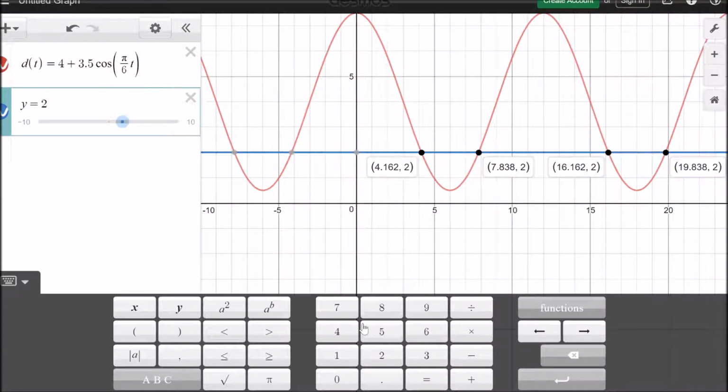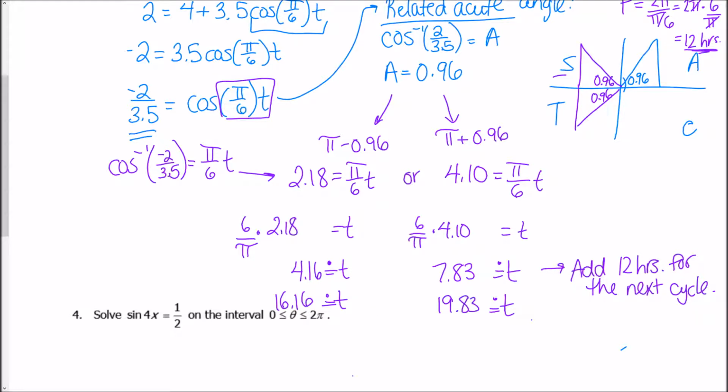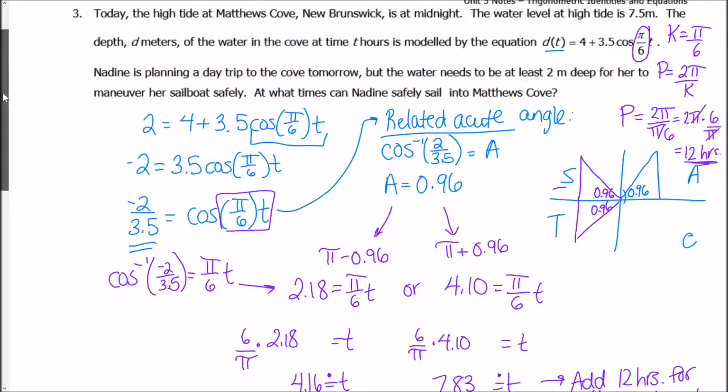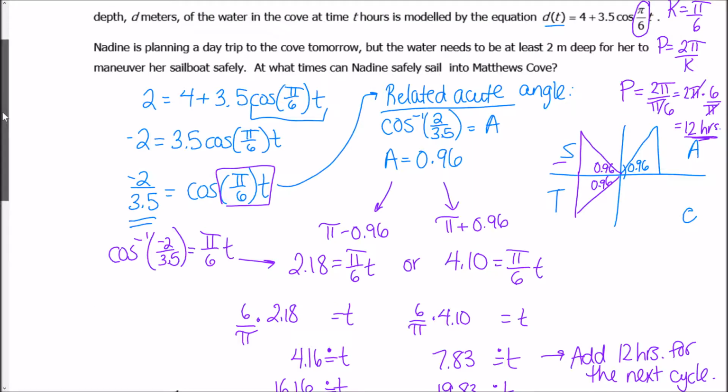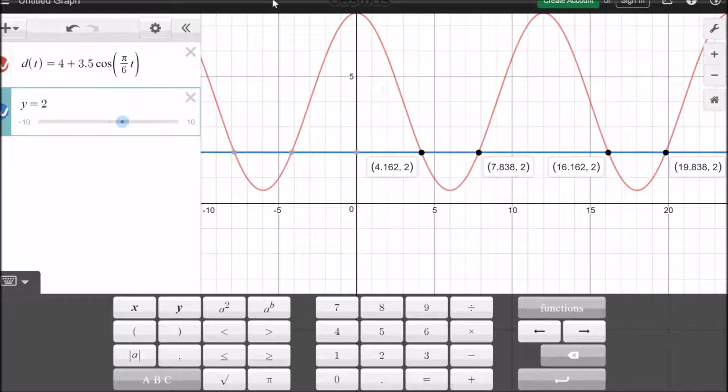Now, it's safe for her to use her sailboat if there's at least 2 meters of water. So anything above 2 meters will work. So we can see that from 12 o'clock until this 4 o'clock time, it's okay. And then from about almost 8 o'clock until this 16 o'clock time, we're okay as well. And then anytime after this about 20 o'clock right here.